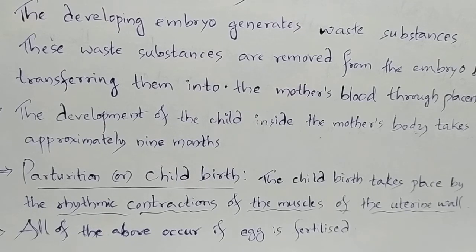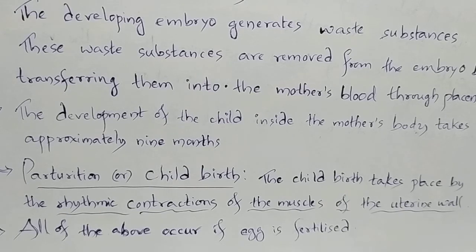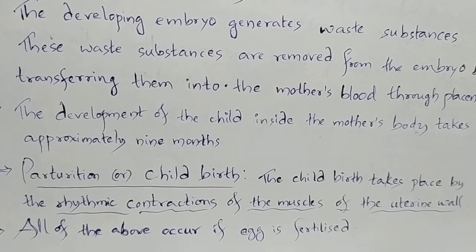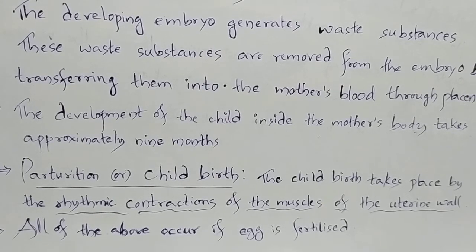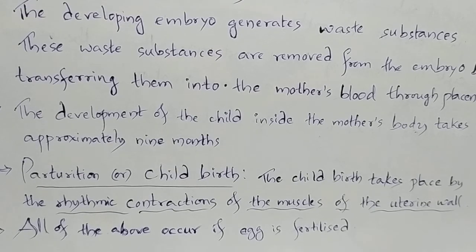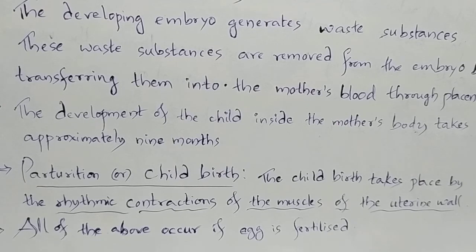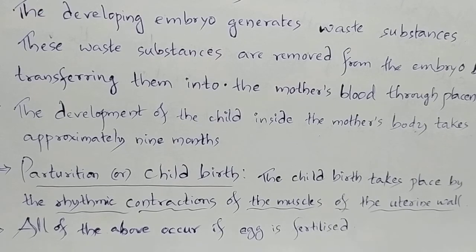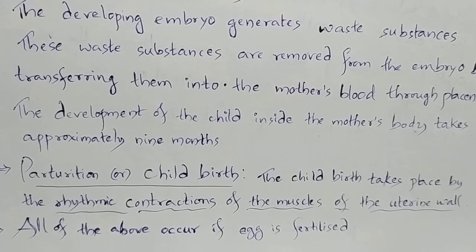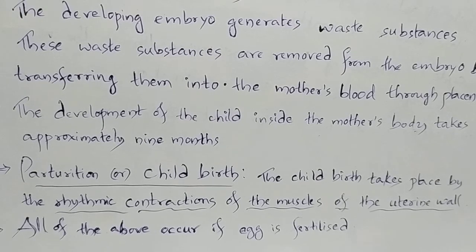But how are these waste materials transferred from the growing embryo to mother's blood? Just as the embryo was getting nutrition through the placenta, waste materials are transferred from the growing embryo to the mother's blood through the placenta only, right? So like this, the development will go on. The development of a complete fetus takes approximately 9 months in the mother's womb. Then, after complete development is over, childbirth takes place.